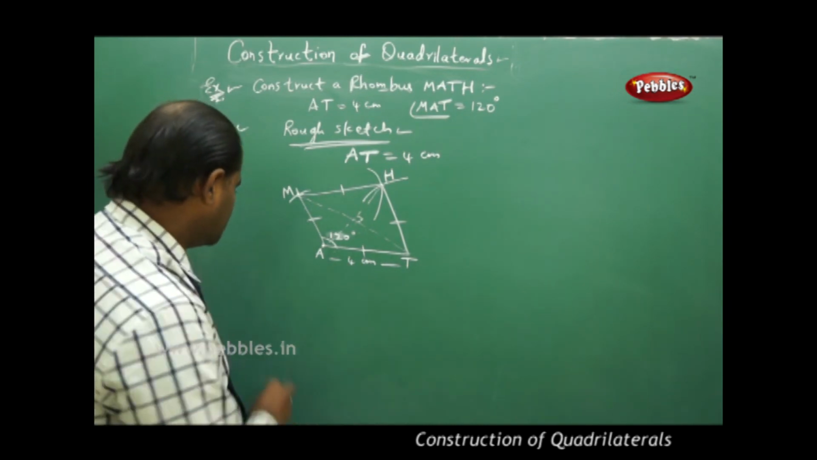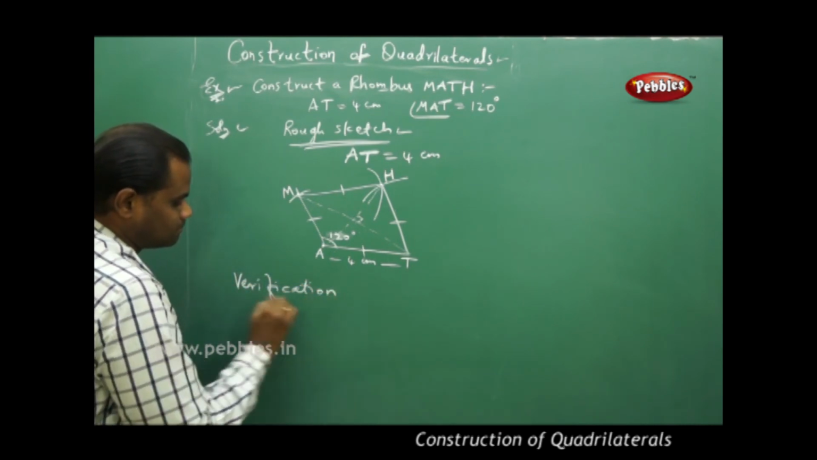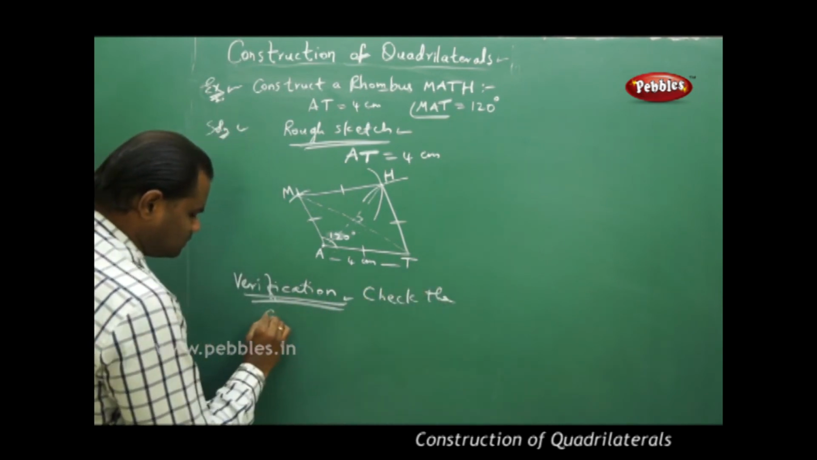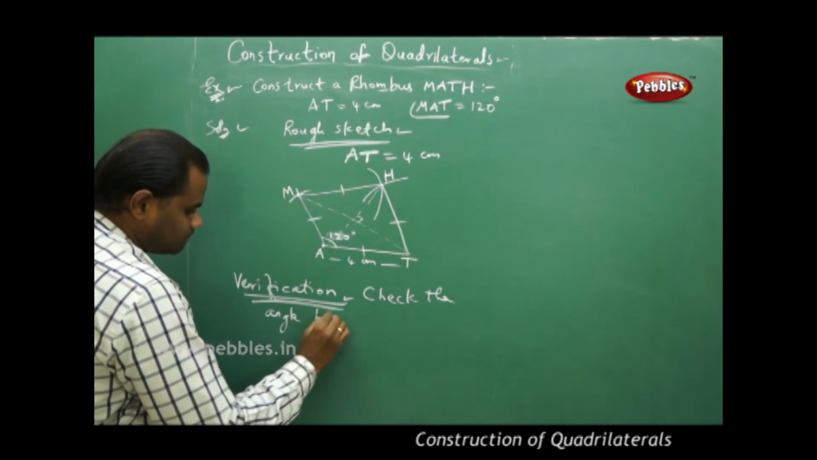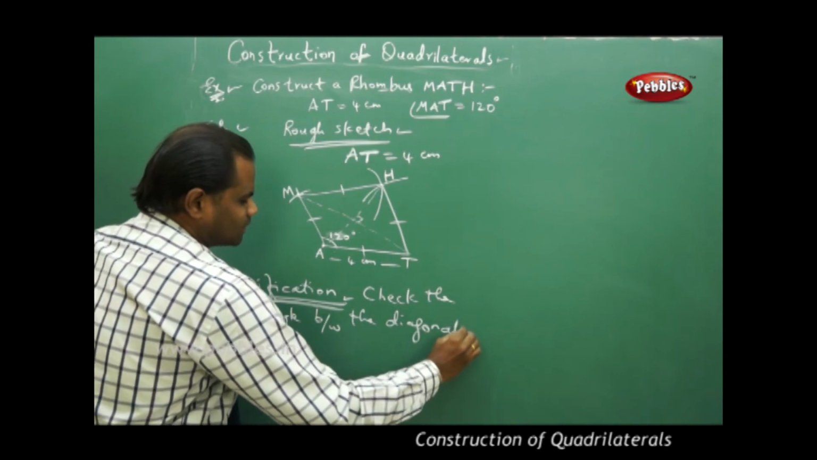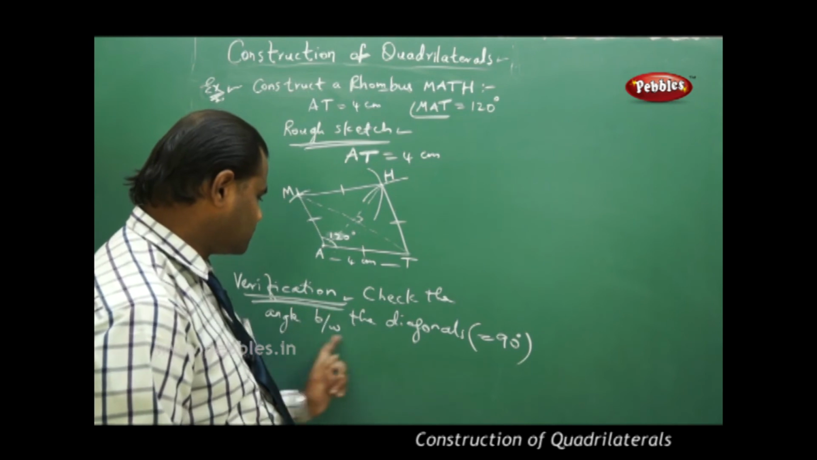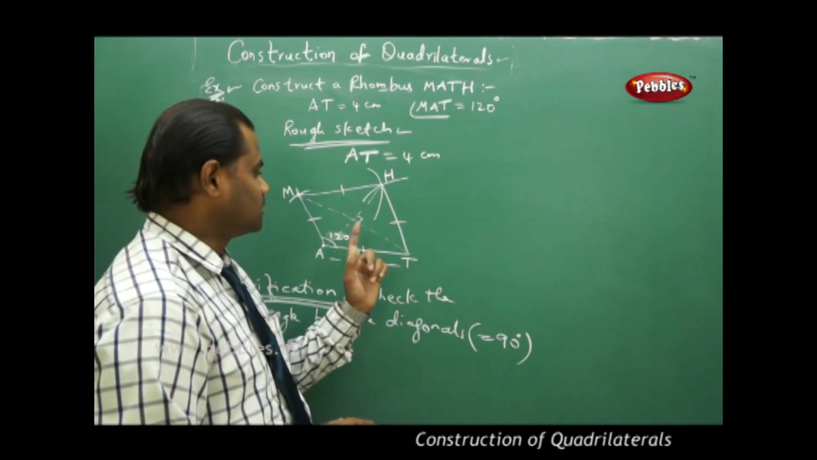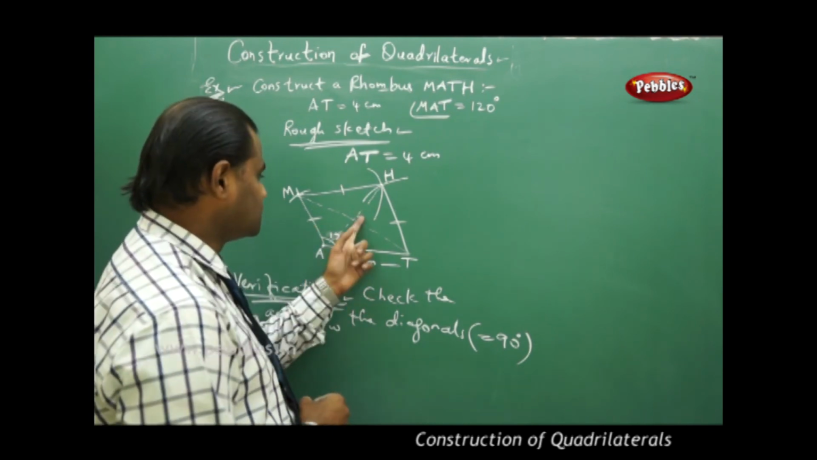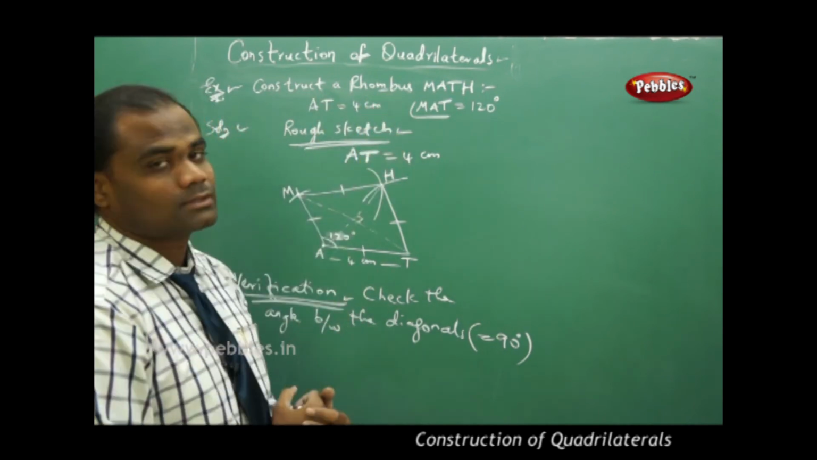So the verification is: check the angle between the diagonals. It should be equal to 90 degrees. Check for the angle between the diagonals. If it is 90 degrees, then the quadrilateral which you have constructed is a perfect rhombus. If it is not 90, then again it needs to be rechecked, because the question is about constructing a rhombus.